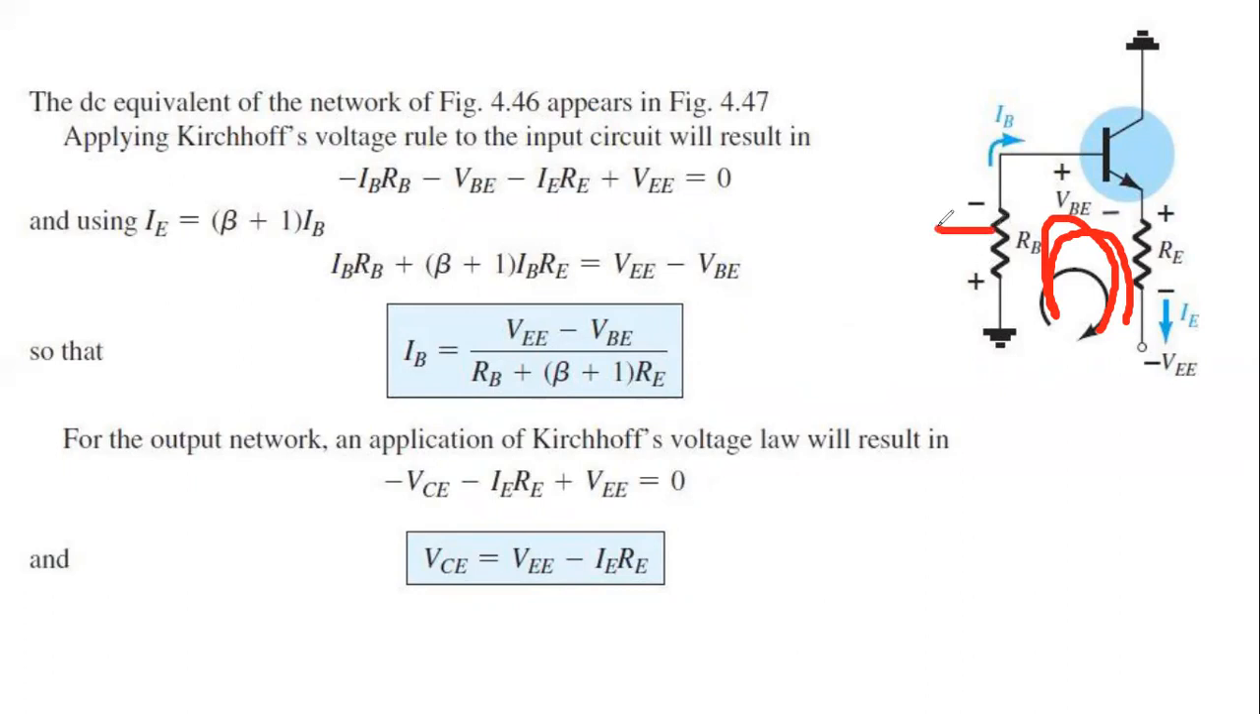Taking the signs, this will be plus minus IB RB, then minus VBE, and finally minus IE RE. Finally, there is a source given here, which is minus. That's why it will be on the minus side first, then the positive will be here. So it will be minus, it will be plus V.